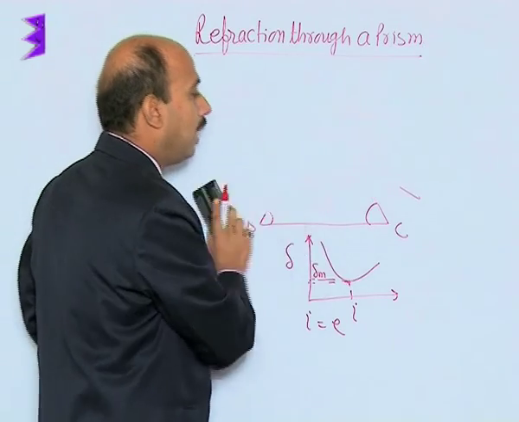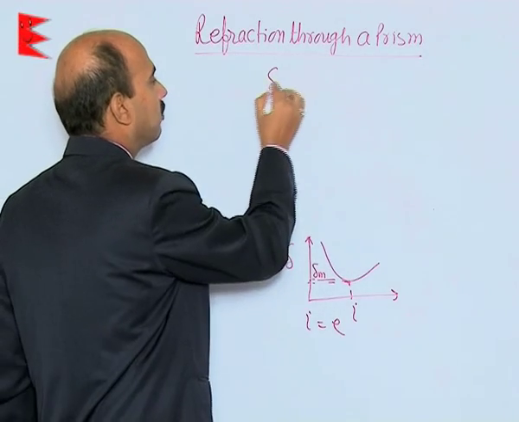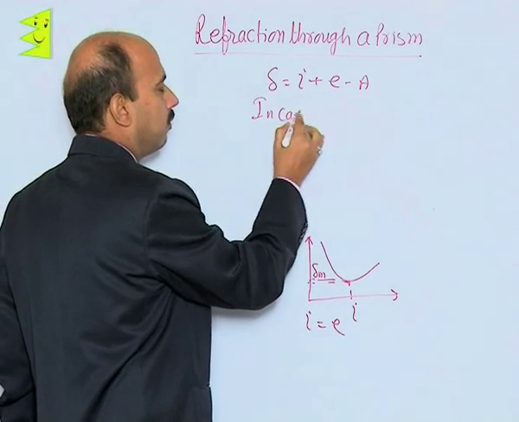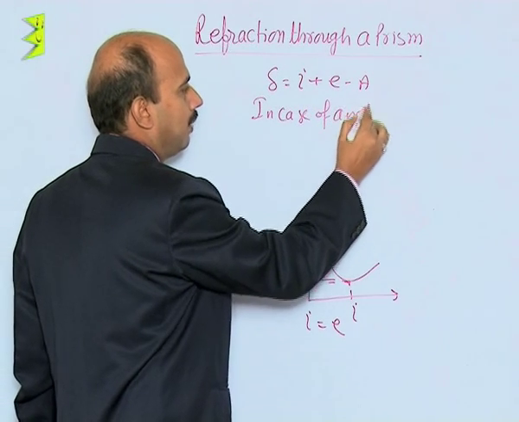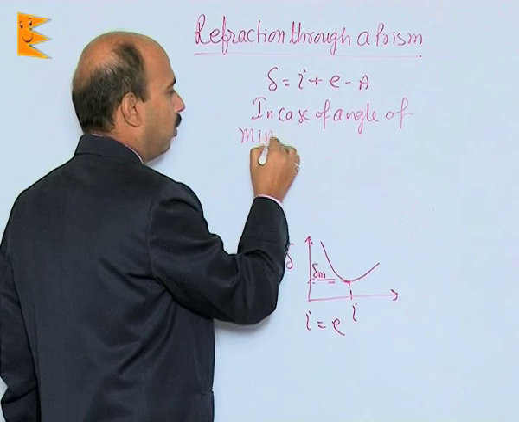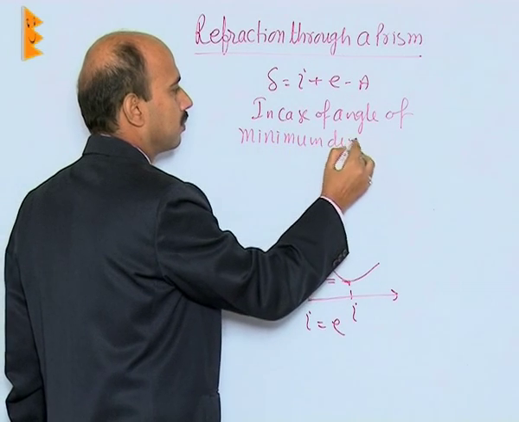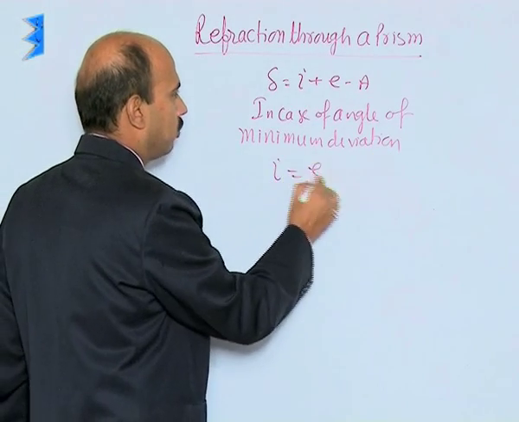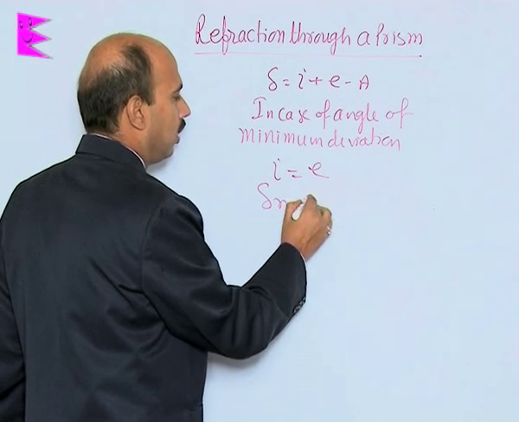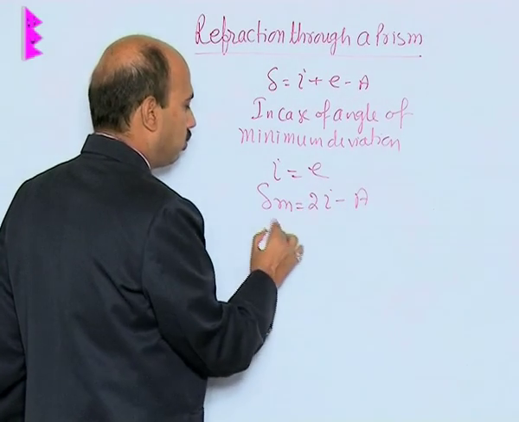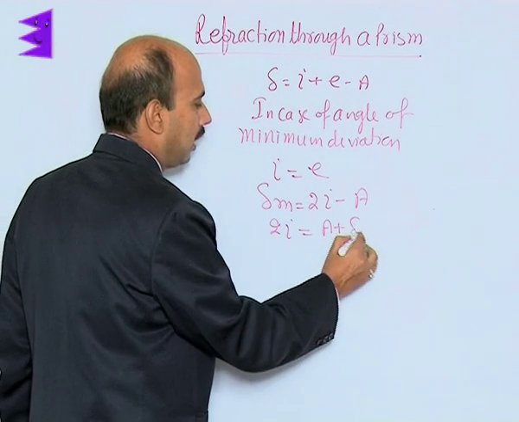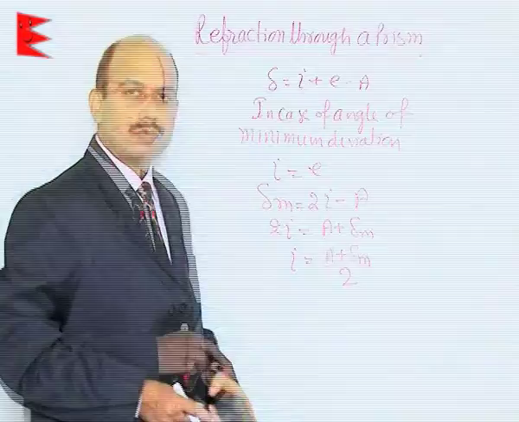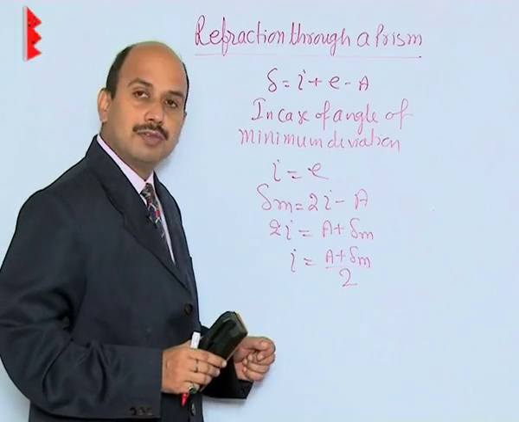Now we have already derived this formula: delta is equal to I plus E minus A. So we can write here, in case of angle of minimum deviation, I is equal to E. So delta M is equal to twice of I minus A. So twice of I is equal to A plus delta M, and I is equal to A plus delta M upon 2. So now we have got I is equal to A plus delta M by 2.